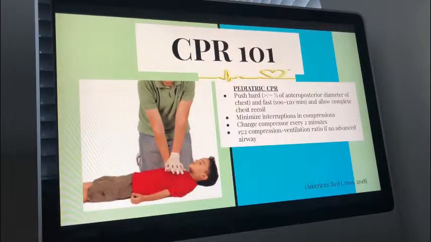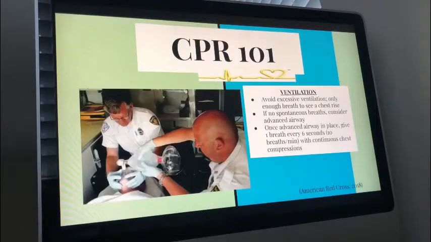Pediatric CPR, you push hard, greater than or equal to 1/3 of the anterior-posterior diameter of the chest, and fast, 100 to 120 beats per minute. Make sure you allow complete chest recoil. Minimize interruptions in compressions. Change compressor every 2 minutes. 15-to-2 compression ventilation ratio if no advanced airway.